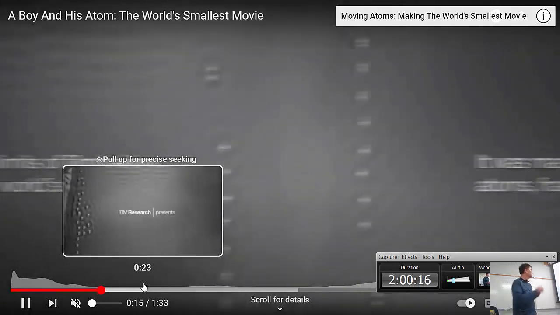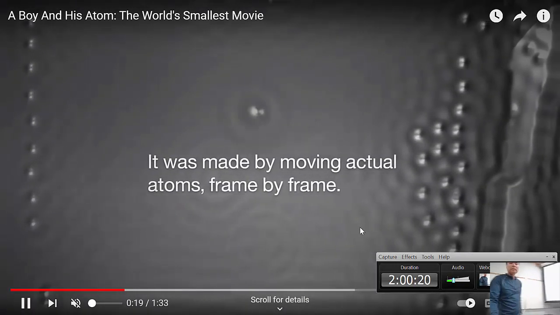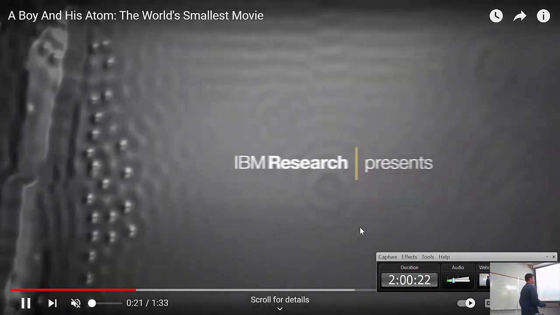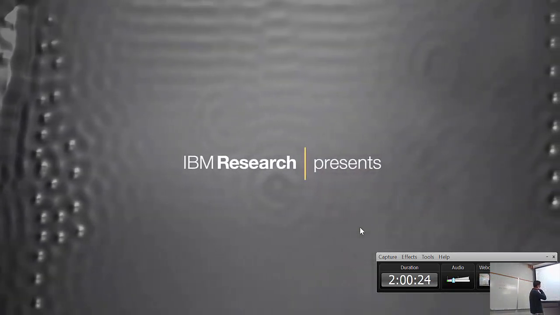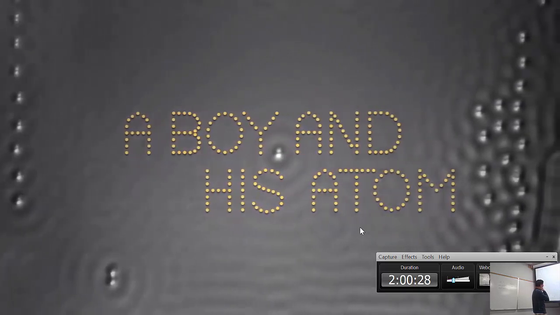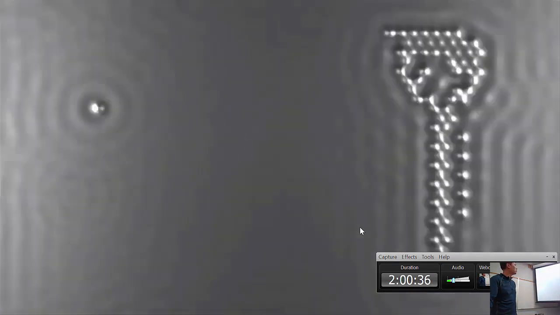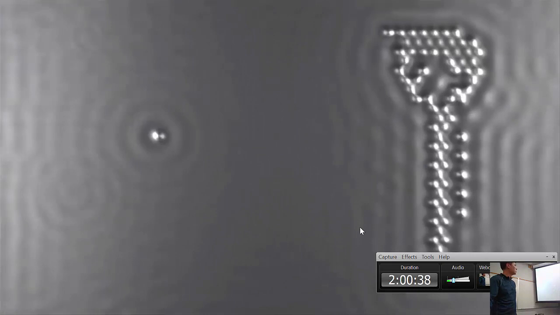Actually, we don't need the music. But they manipulated individual atoms on the surface. So this is back when IBM originally developed these scanning tunneling microscopes. A cluster of atoms, and then they can push the atoms around using the tip of the microscope.